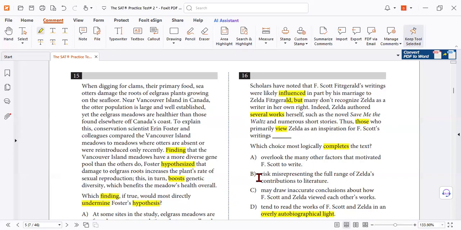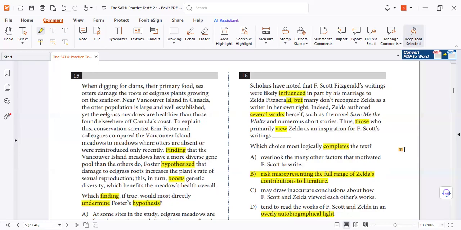Why didn't you check letter B, risk misrepresenting? That means Zelda already affected him. Do you know it? Why? Because he said indeed Zelda authored several works. That means she affected him. So taking the risk of misrepresenting the literature. That means she affected him. That's why.